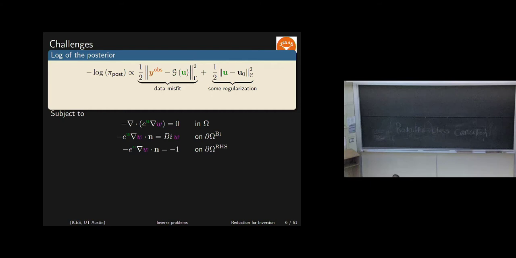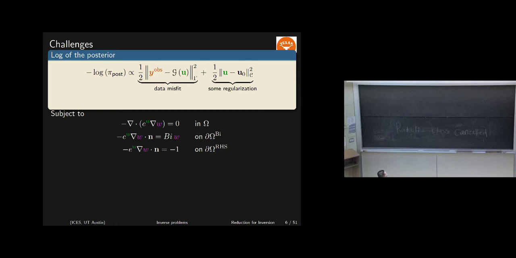Some of you here do Bayesian, so for the others, don't worry about it. You can look at the Bayesian in this sense: you take the log of the posterior, for those who do Bayesian. Otherwise, this is exactly what I showed you previously. You try to match the data, and actually you also regularize, because otherwise this is an ill-posed problem and you cannot solve it.